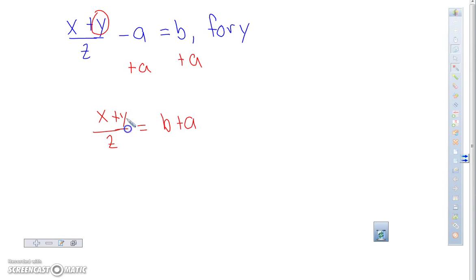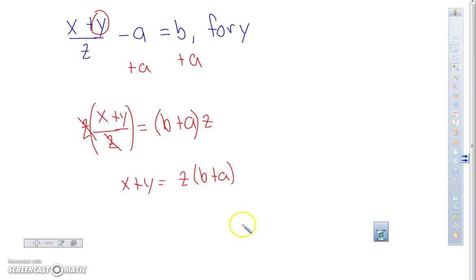Now to get to this y, this x kind of has handcuffs on the top. We can't touch the y until we get rid of the z. So you have to think about what's happening to the z. The z is dividing by, so we're going to multiply by z. The z's cancel. So you have x plus y equals, you can leave it as z parentheses b plus a or a plus b, however you decided to write it down. And that's fine. You can also distribute the z if you would prefer that way.